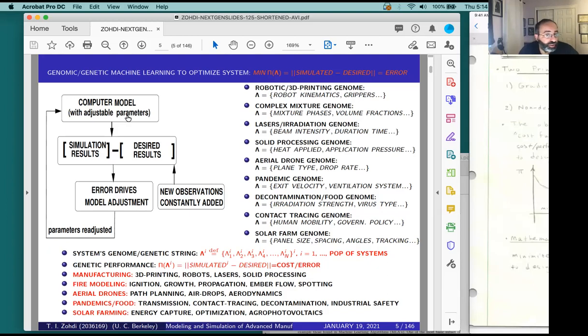And if the model has merit, if we find the correct parameters that match the desired results, then we go into the physical world and do something with that model. So the main idea is that every one of those physical systems has a key set of pieces of information, so-called DNA. For the robot, it might be the kinematics of it. It might be the grippers. Materials, it could be the various phases. Lasers, it could be beam intensity, duration. Solid processing, it could be heat applied, pressure, and so forth.